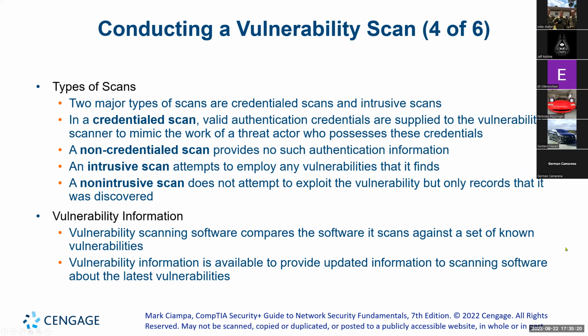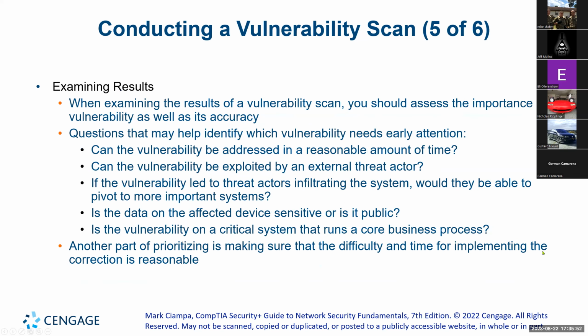Vulnerability information. Vulnerability scanning software compares the software it scans against a set of known vulnerabilities. Vulnerability information is valuable to provide updated information to scanning software about the latest vulnerabilities. And they have massive databases on these. So you'll see all sorts of lists of things, and then they're like, hey, we don't know this vulnerability. Would you like to submit it, if you manage to find something that's not in their database, which I have managed to find a couple times.